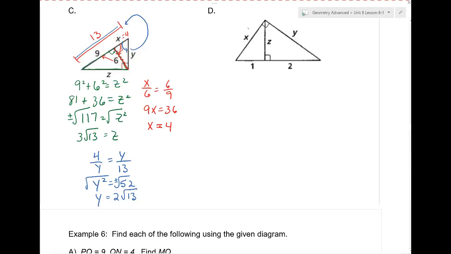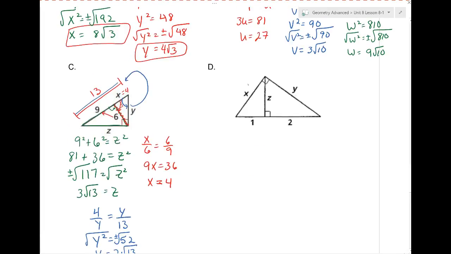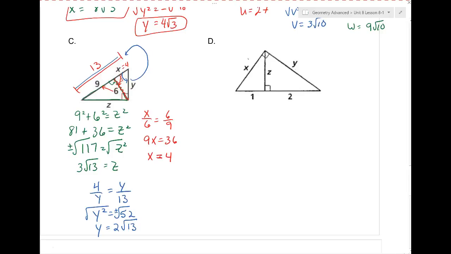Hopefully that works, kind of cool. Hopefully it works great. All right, so let me give you some options.